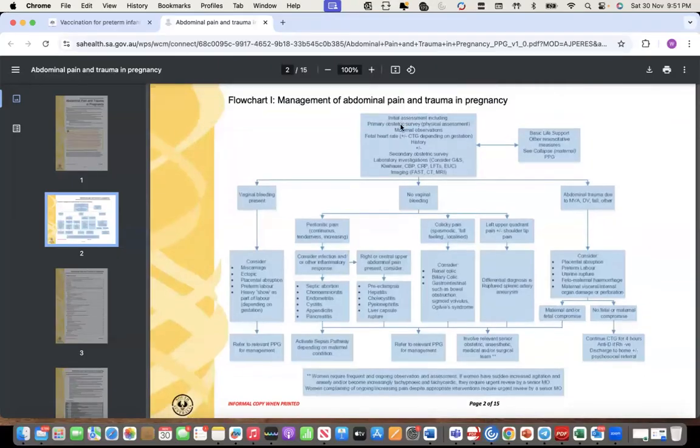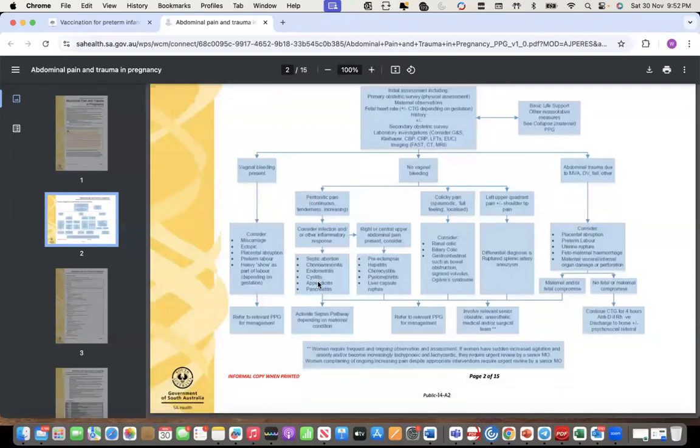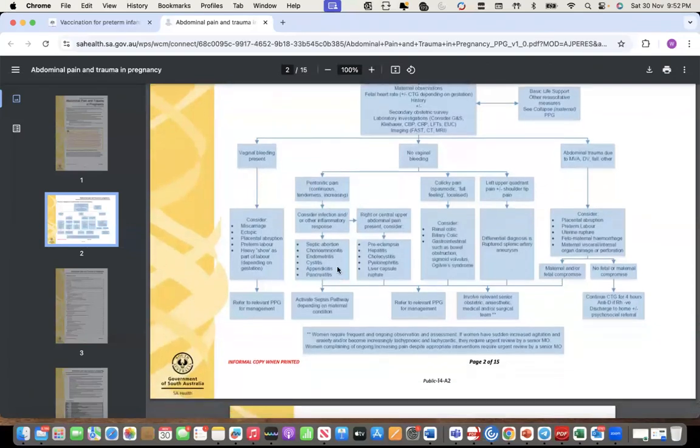For the appendicitis, obviously with the initial primary survey and the secondary survey, and things like CTG, and after all the investigations, you have to think about whether the patient is coming with bleeding or non-bleeding. So a patient stands somewhere here. And then whether the patient has peritonitic pain or colicky pain. If there's peritonitic pain, you have to think about conditions related to inflammation or infection, which are chorioamnionitis, septic abortion, endometritis, cystitis, appendicitis, and pancreatitis.